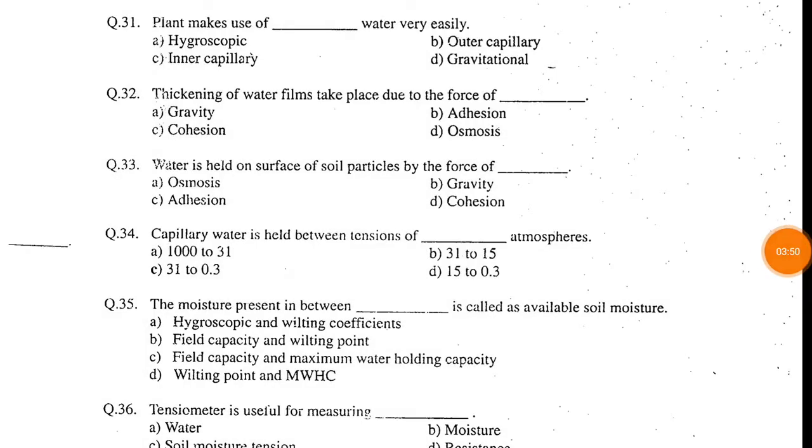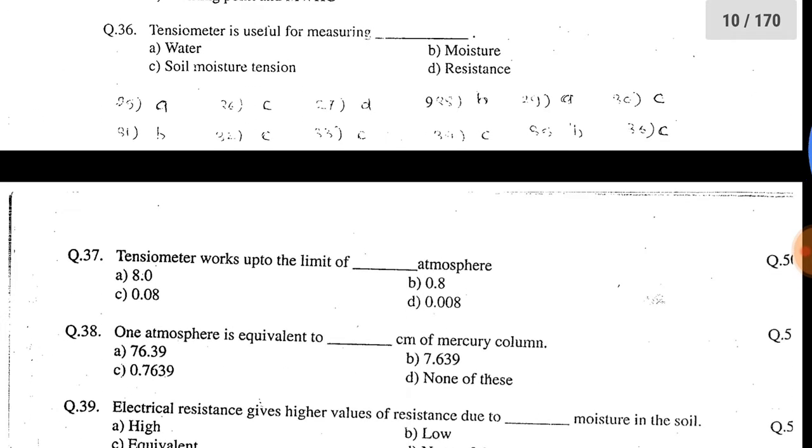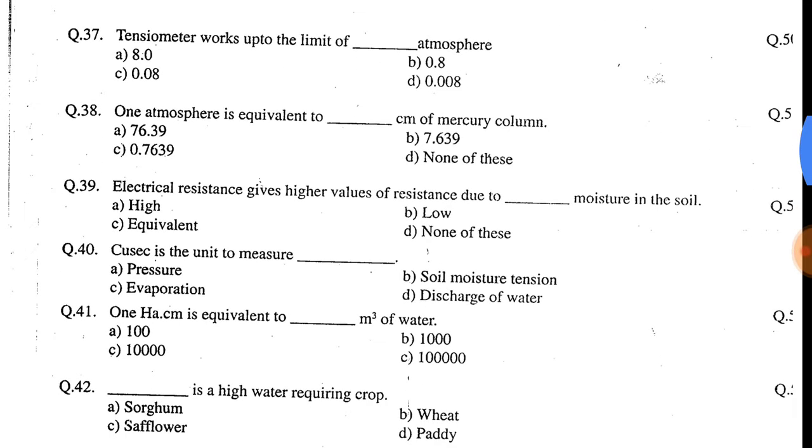Question 31. Plant makes use of outer gallery water very easily. Question 32. Thickening of water films takes place due to the force of cohesion. Water is held on the surface of soil particles by the force of adhesion. Capillary water is held between tension of 31 to 0.3 atmosphere. Question 35. The moisture present between field capacity and wilting point is called available soil moisture. Tensiometer is used for measuring soil moisture tension. Tensiometer works up to the limit of 0.8 atmosphere.